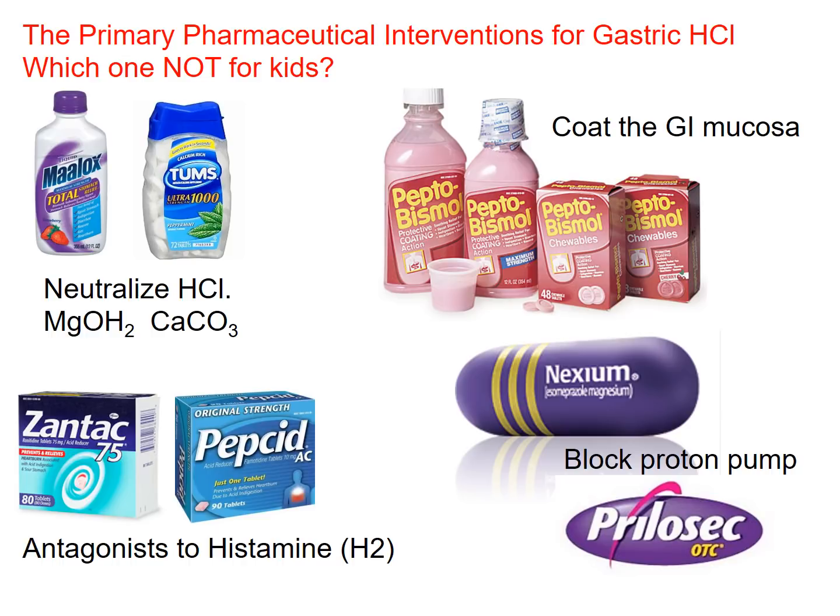And you can see that there's a lot of different ways that we can neutralize stomach acid. Remember, I talked about that a little bit earlier. So antacids like magnesium hydroxide, calcium carbonate, they just immediately neutralize the acid. Agents like Pepto-Bismol coat the GI mucosa and protect it against the acid. You can use drugs which are antagonists to histamine. Those are referred to as the H2 blockers. And then you can use drugs that directly block the proton pump, such as Prilosec or Nexium.